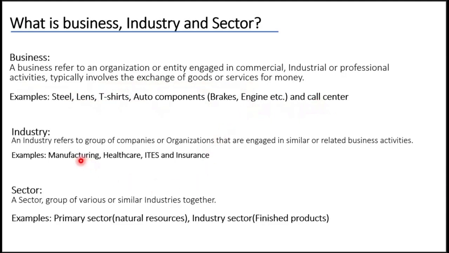Second, industry refers to a group of companies or organizations that are engaged in similar or related business activities. For example, manufacturing, healthcare, information technology enabled services, and insurance are some of the good examples for industry. Coming to the sector. A sector is a group of various or similar industries together. Examples, primary sector, industry sector. And we will understand better about sector in the India's economic sector discussion in the coming slides.